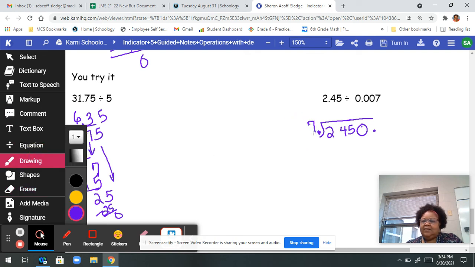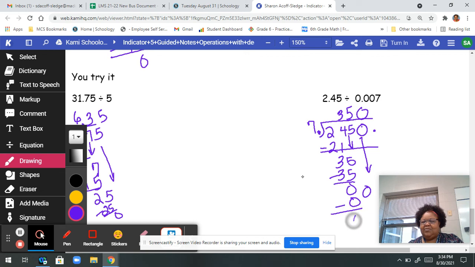Okay. So 7 doesn't go into 2, but 7 goes into 24, I think 3 times. Yeah, because 7 times 4 is 28. 7 times 3 is 21. We're going to subtract, bring down. 7 goes into 35 5 times. Subtract. Don't forget to bring down that 0. 7 goes into 0 times. 0 times 7 is 0, and subtract, I got a 0. So 2.45 divided by 0.007 is 350. I hope you got that.